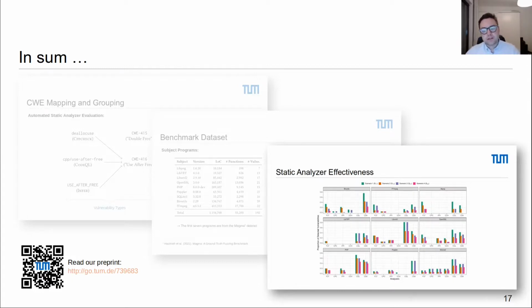Even if we combine these tools, where we can be a little bit better than just using one tool, we are still missing quite a lot of vulnerabilities.